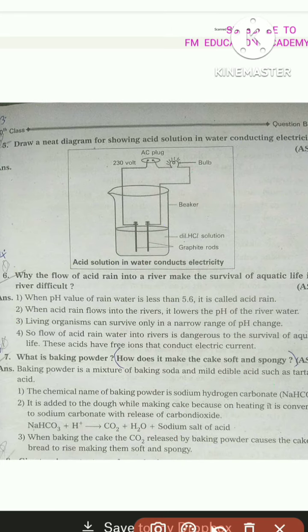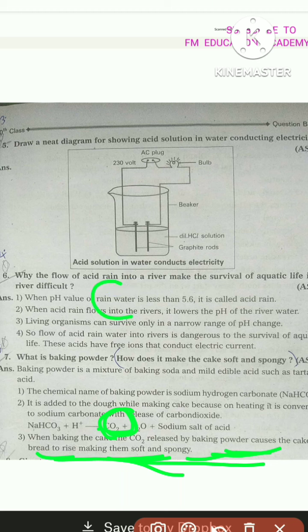When baking the cake, the carbon dioxide released by baking powder causes the cake and the bread to rise, making them soft and spongy. Because carbon dioxide is released, and we know that the nature of carbon dioxide is that it makes the cake rise, therefore the carbon dioxide makes the cake soft and spongy. That is why whenever we eat cake, we feel that it is soft and spongy.